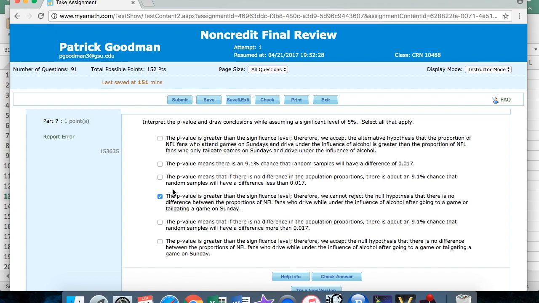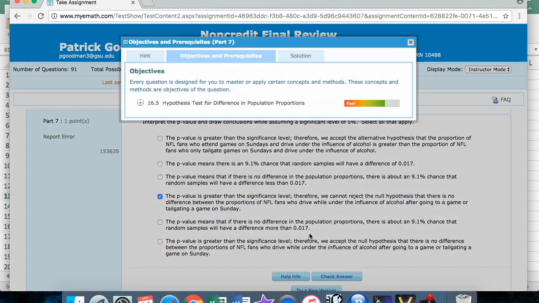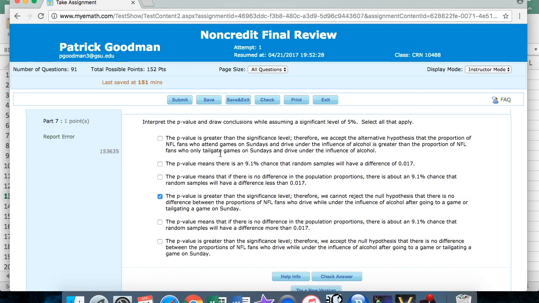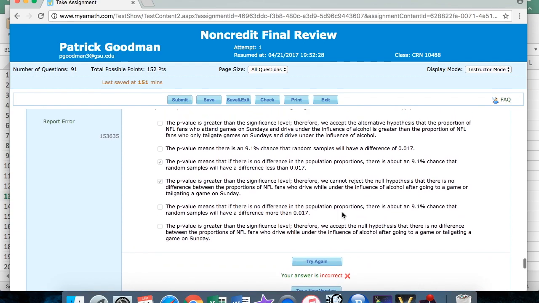So, p-value means there's a 9.1 chance. It shouldn't be that one, right? Yeah, cannot reject the null hypothesis. P-value means there's no difference in population. Okay, because this doesn't mean there's a 9.1% chance. It just means that for the p-value, there's no difference in population proportion. There's about a 9.1% chance that random samples will have a difference less than this. So that's what your p-value means. Except, oh dang it, it's more than, right? This one is good because we cannot reject the null hypothesis.